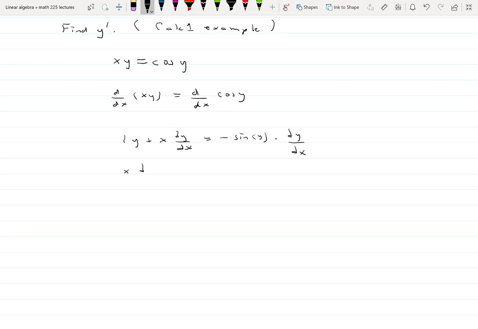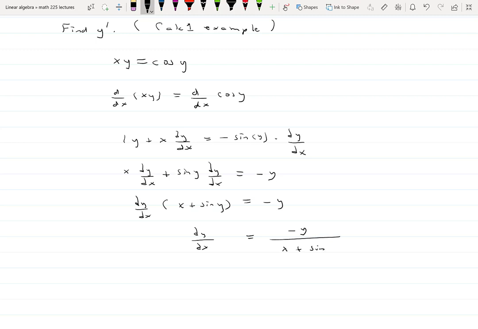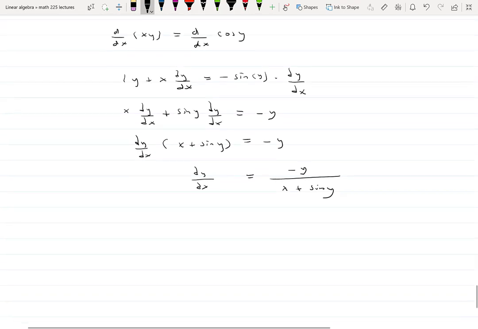So this is x, I'm going to get the y primes, the dy dx, on one side, plus sine of y times dy dx equals negative y. I'll factor out the dy dx equals minus y. Divide both sides by x plus sine of y. So dy dx equals minus y over x plus sine of y. Okay, this is old news to us. Really, really, really old news.